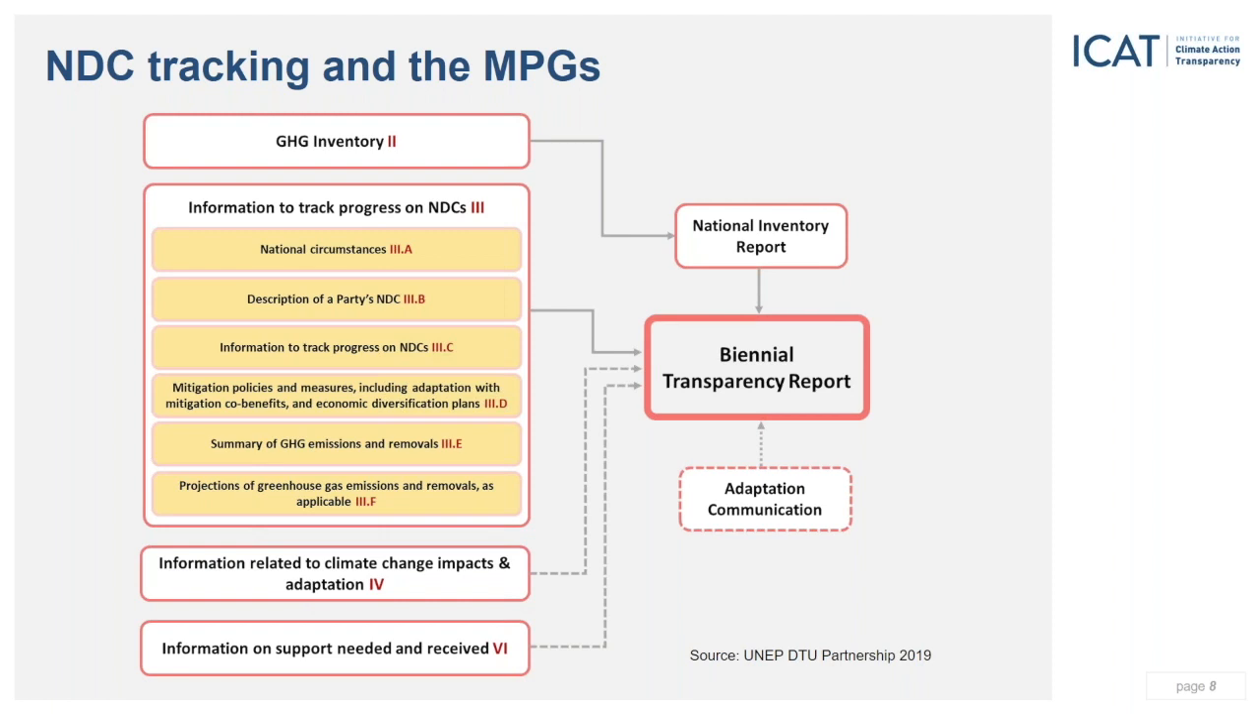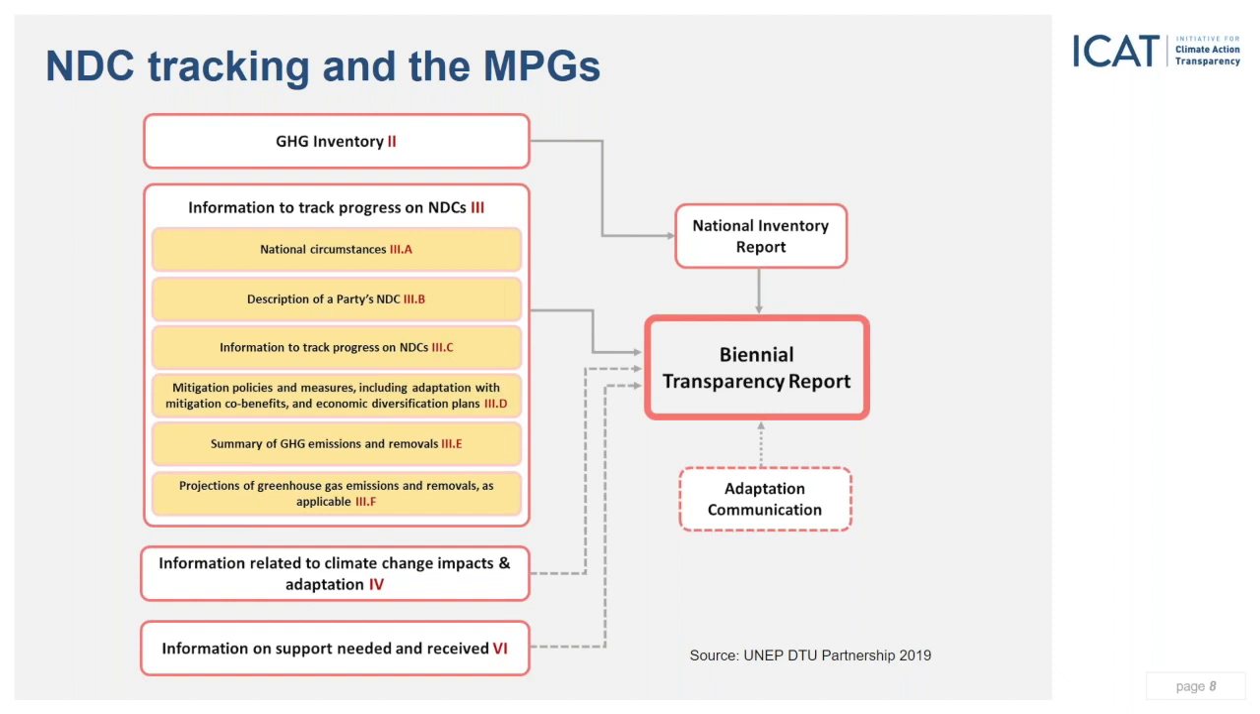Here, what is required is information on actions, on policies, on measures that are planned or implemented to support the implementation and achievement of the NDCs. ICAT has prepared a number of policy assessment guides that I'll come back to in a minute that can support such an assessment that help the reporting under this section here.